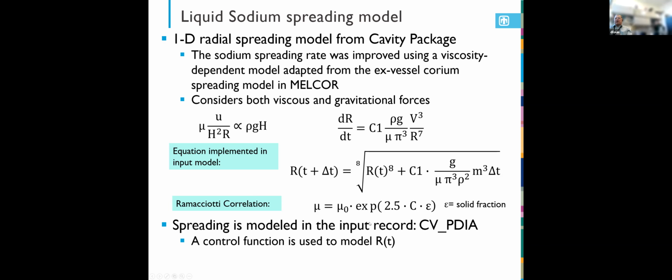To implement this model, we can put it into CVH, the pool section of the CVH. Here is the new input record, CVP diameter, a diameter record that allows you to model the functional amount of sodium liquid in the problem that is starting spreading. So it's a control function. Use a control function to model R sub t.